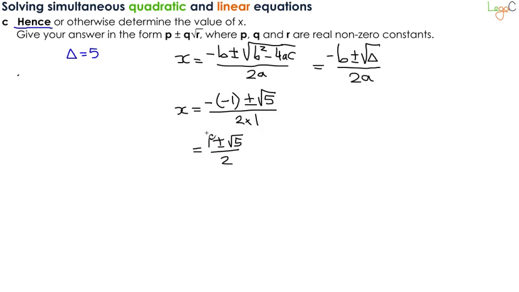When you get to the final answer, if you think this is the final answer, so these are the solutions, the values of x, just have a look at the question again and see if this is the form that you have to write it in. Now here it says p plus or minus q square root of r. So we have to separate it into two separate fractions. So we have a half plus or minus a half square root of 5, because this is the form that is required.